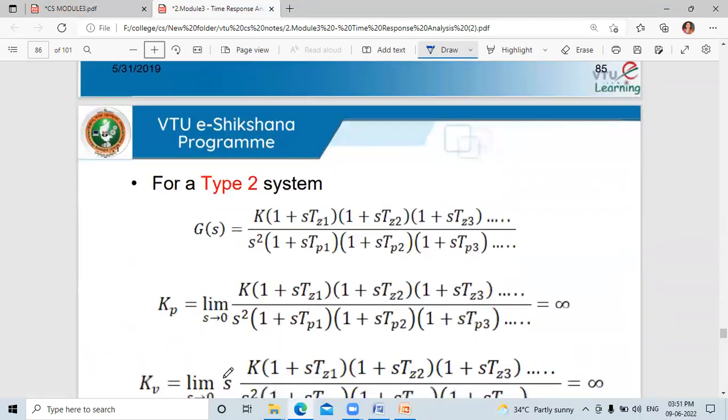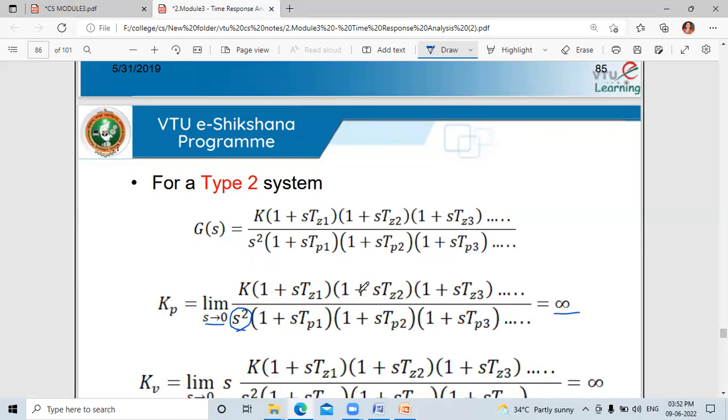Next, type 2 system. For type 2 system, s to the power of n, n equals what? 2 here. In g of s, here 2, that is s to the power of n, n is 2 because the type is type 2 system. Okay, so what will we get? Kp equals limit s tends to 0 of g of s into h of s, value is 1. Substitute the g of s value, so instead of writing s, you substitute 0. K, here only s square is there. So you will get something divided by 0, which is infinity.